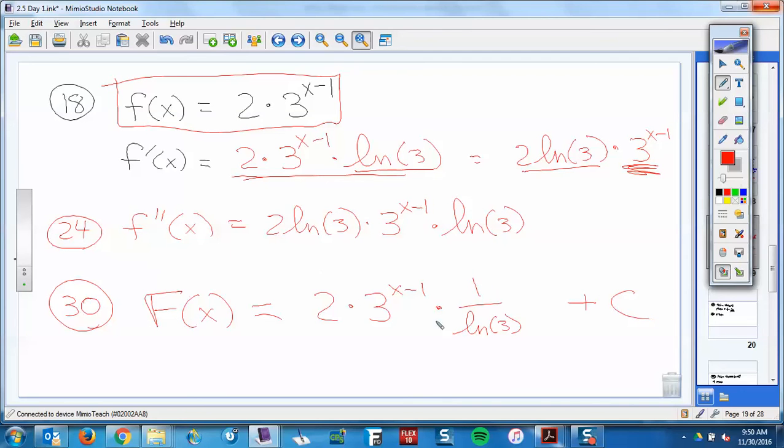Now, should you rearrange this? I don't care, right? You could bring this and this together as that. But if all you're doing is rearranging it for your final answer, I don't care. Doesn't matter. Okay, so either one of those would be okay.